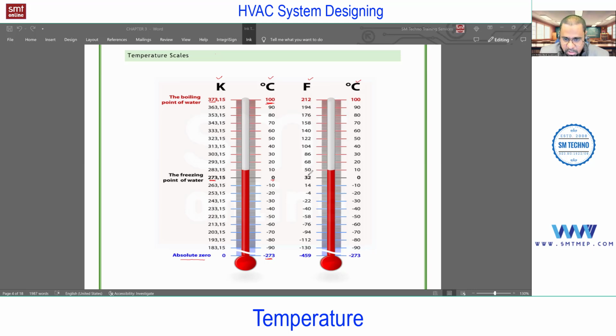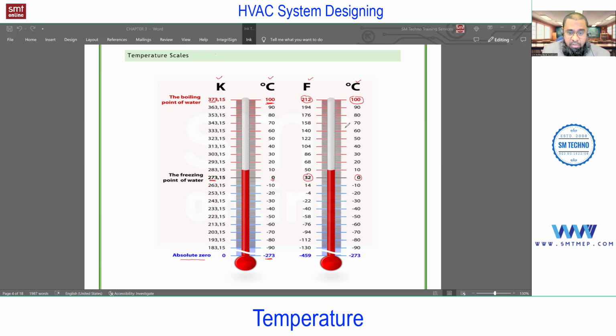So remember this point, 32 degree Fahrenheit is nothing but 0 degree centigrade. What is it? The freezing point of water, or the melting point of water. At this level, to avoid confusion, I'm considering it the freezing point of water. Next, 212 degree Fahrenheit is what? 100 degree centigrade. Remember these values, we'll use them at the time of conversion.